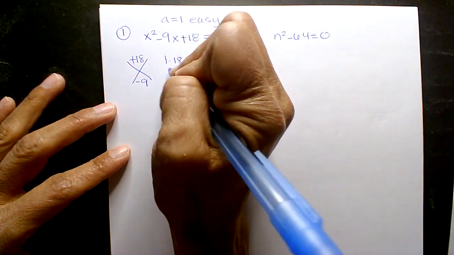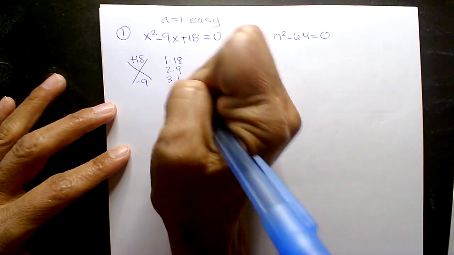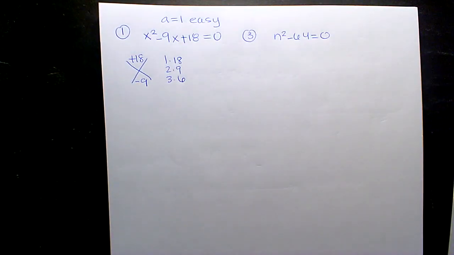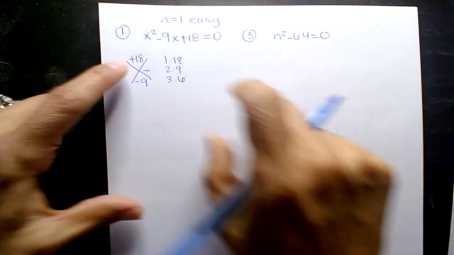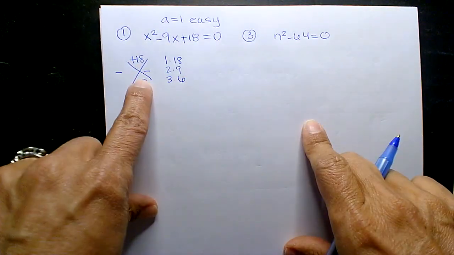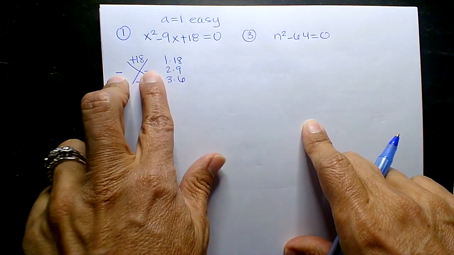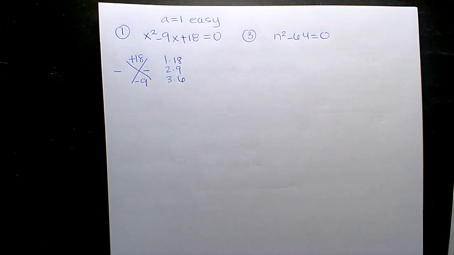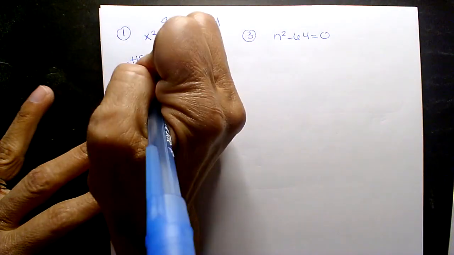Okay, how do I make 18? 1 and 18, 2 and 9, 3 and 6. Okay, so what two numbers multiply to positive 18 but add to negative 9? They're both negative, because the product is positive but my B value is negative. A negative times a negative makes a positive product. So then you're getting negative 3, negative 6.